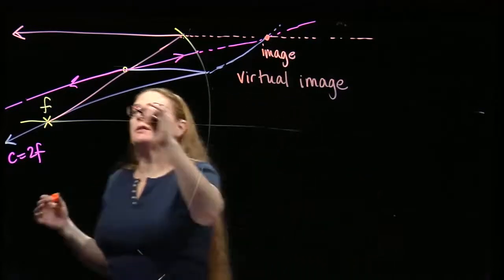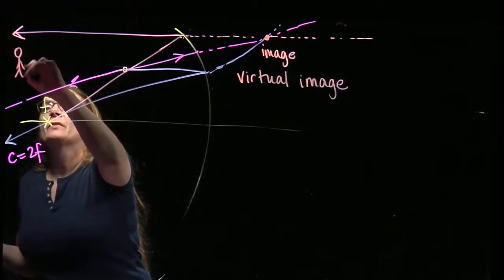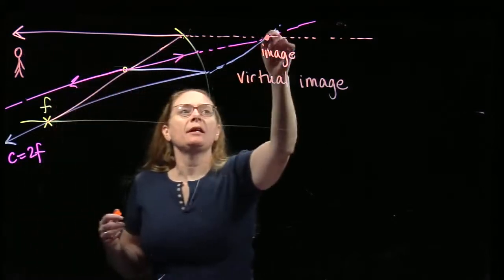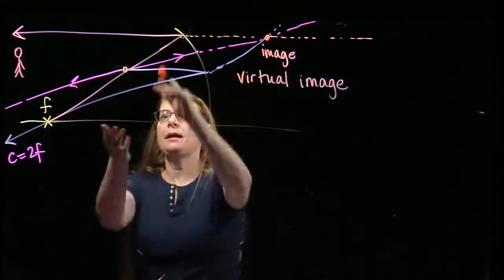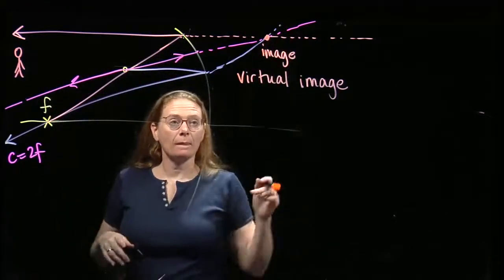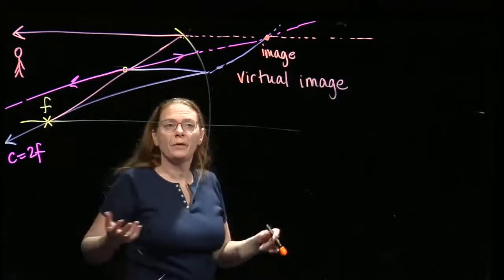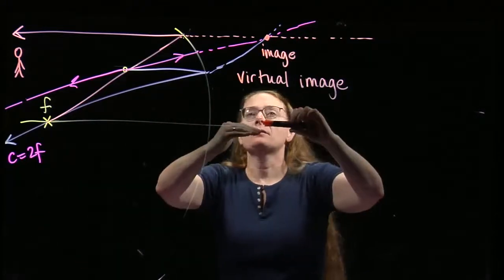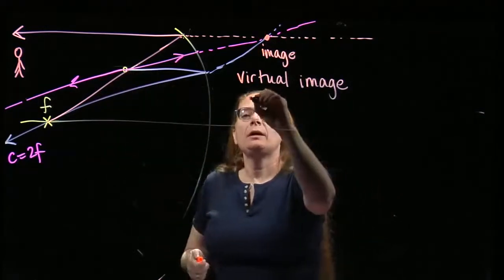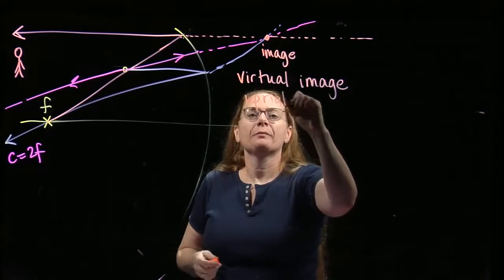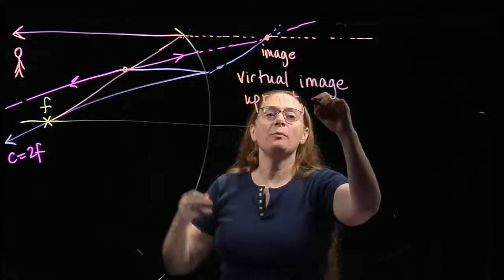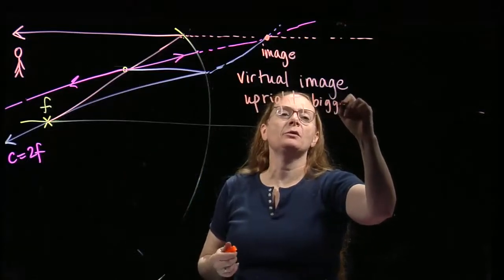But if you are standing over here in front of the mirror, your eye gets fooled into thinking that all these light rays that are coming into your eye are produced right here. So this is a virtual image. And take a look. This is above the axis, just like this one was above the axis. So it is an upright image, and it is bigger than its original object. So it's magnified.